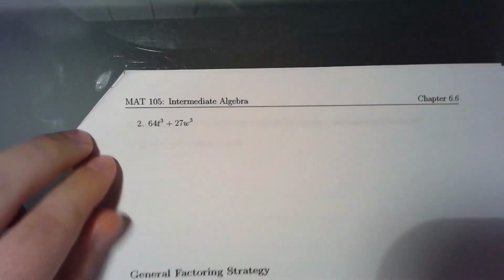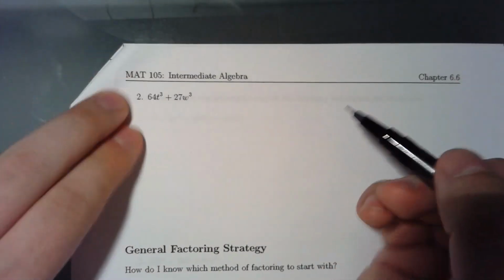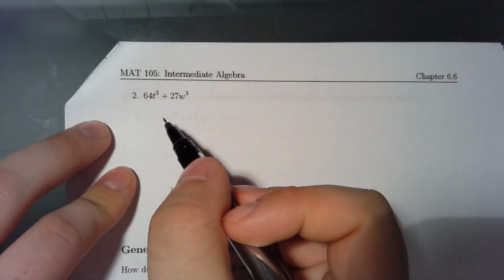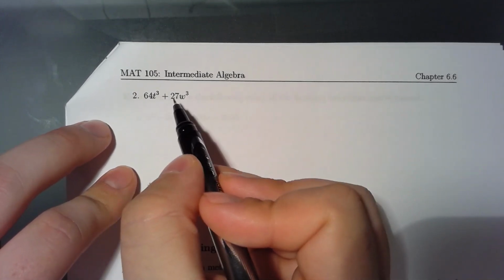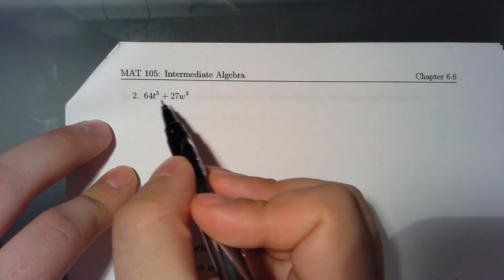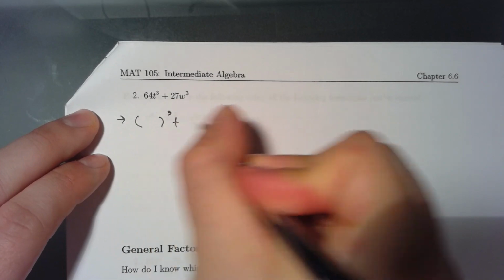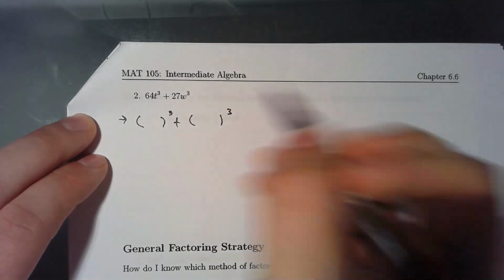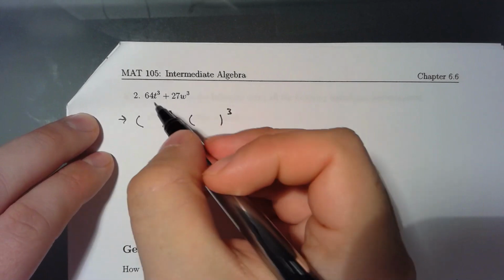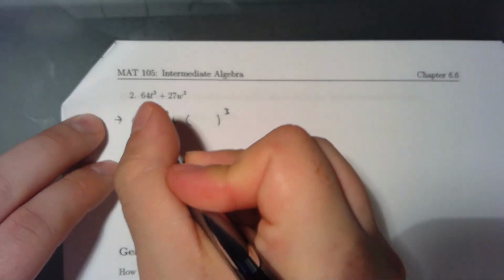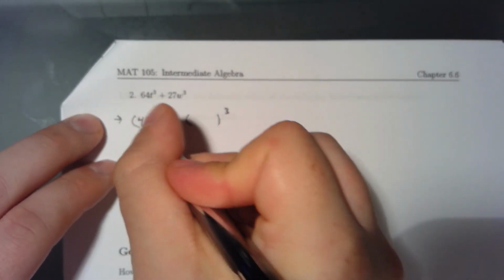Okay, let's go to the next page. So if I look at this example here, now again, 64 and 27, those are perfect cubes. T is to the third, W is to the third. So this is a sum of cubes. In other words, it could be written like this. So what number cubed gives me 64? Well, this is a perfect cube, right? So 4 to the third power gives me 64. So that's 4. And T is to the third power, so this is 4T.